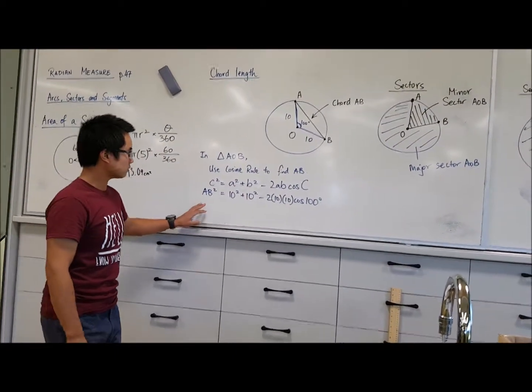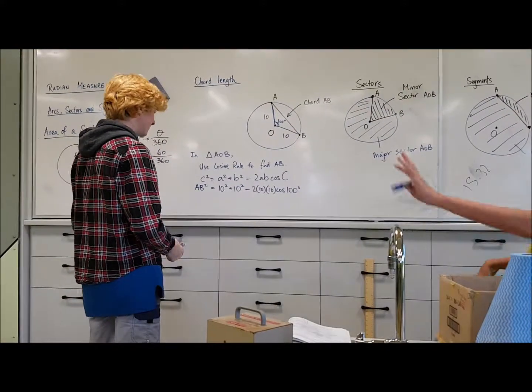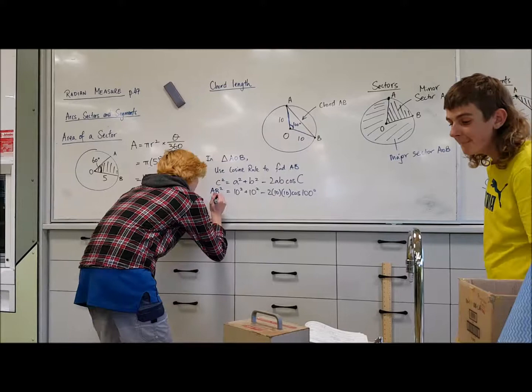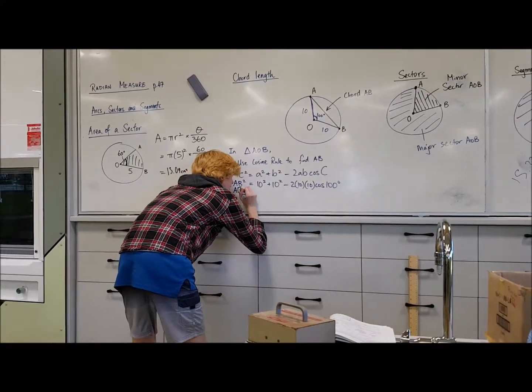Okay, now I'm going to pause it and you can work it out. To get AB, you need to square root the whole right side of the equation.